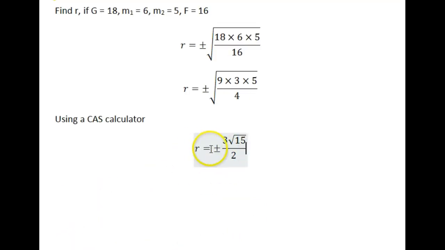If I want a decimal answer, it's only an approximation, so I have to round it off. And putting it in my calculator and using blue enter, I end up with plus or minus 5.81 to 2 decimal places. Again, sometimes you might have to round it off to more or less, depending on what the question is asking for, and sometimes you have to make your own decision over what's appropriate to round off to.